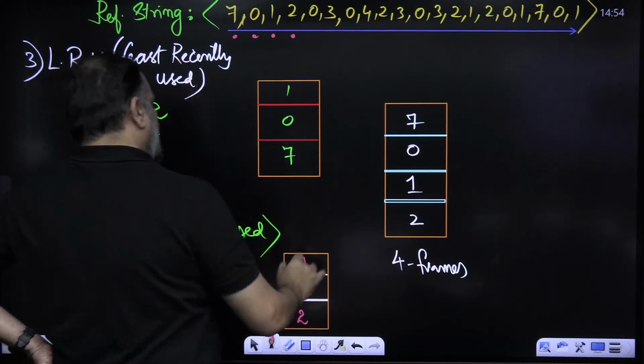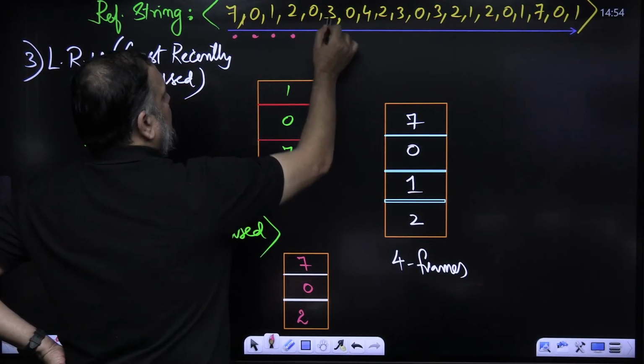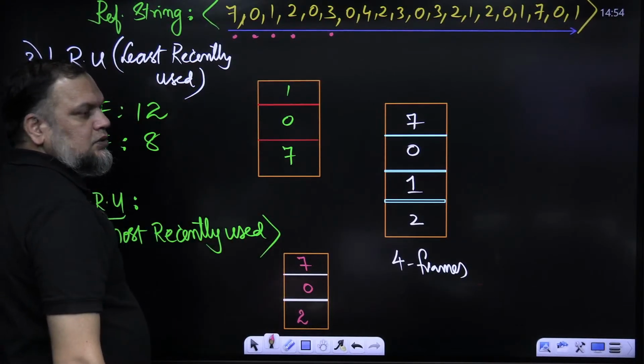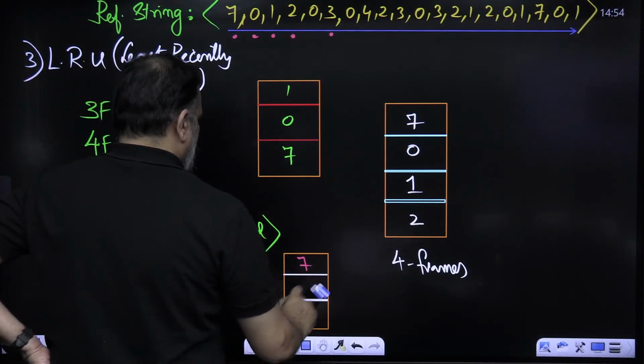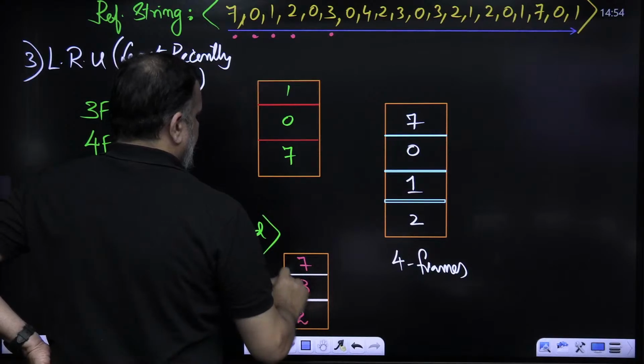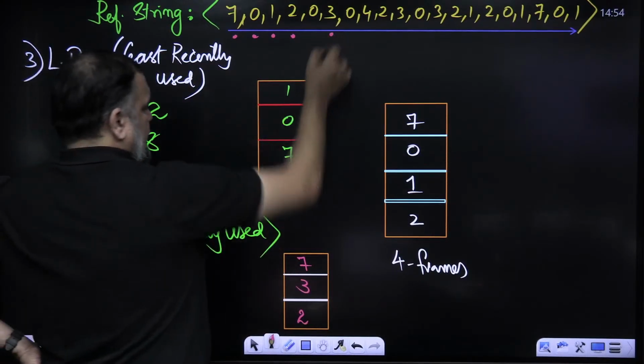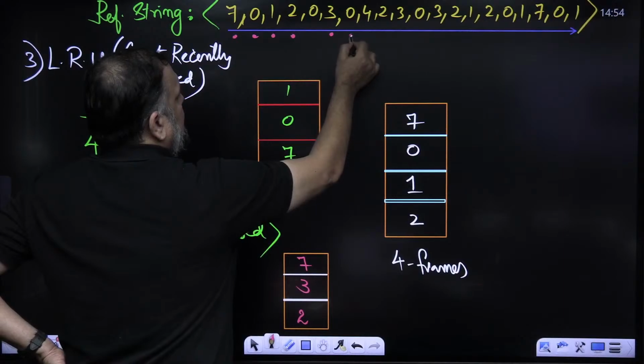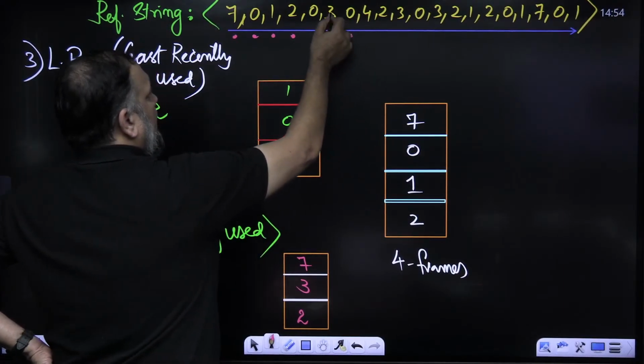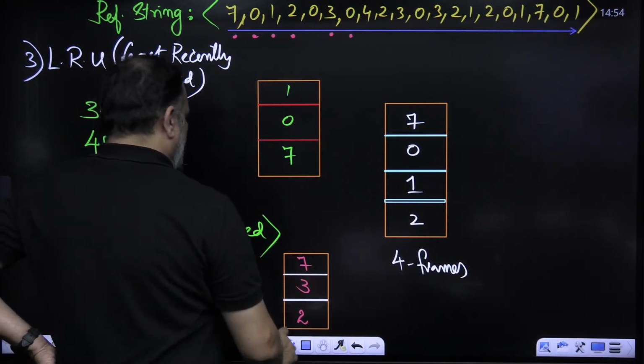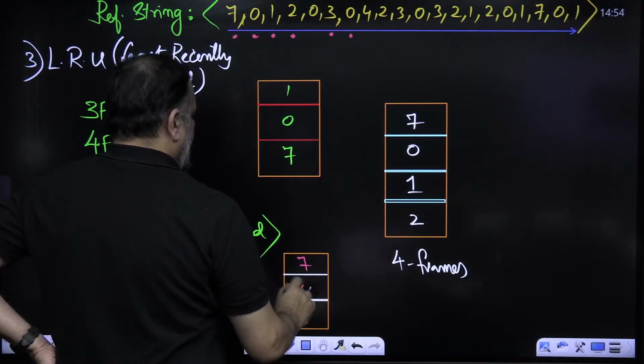फिर 0 will not cause a fault, 0 is available. 3 will cause a fault. 3 से पहले हमने कौन सा रेफर किया? 0. So 0 is victim to bring 3. फिर उसके बाद देखिएगा 0 will cause a fault, 0 is not present, so 0 की जगह कौन आएगा? Most recently used, we have referred 3. So in place of 3 we are going to bring 0.